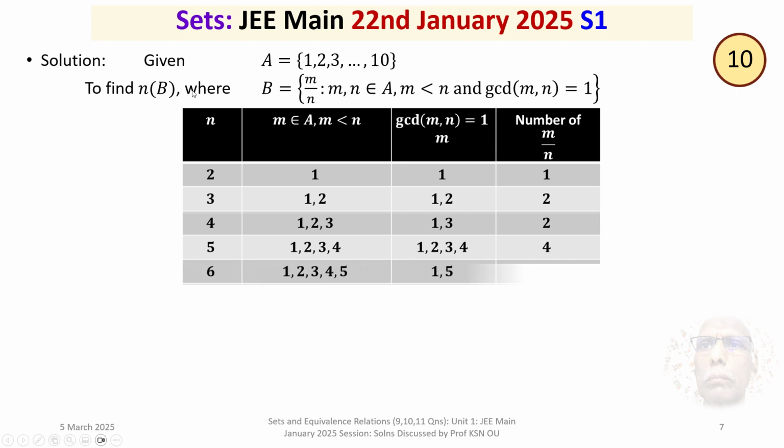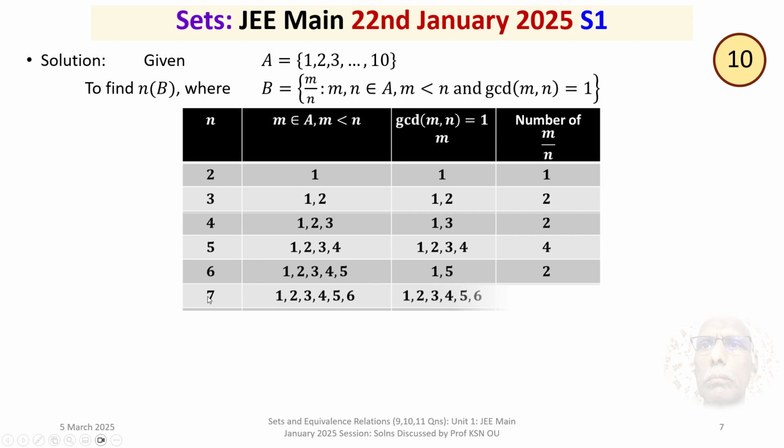Next, n is 6. The elements of A which are less than 6 are 1, 2, 3, 4, 5. GCD of 6 and 1 is 1, so 1 qualifies. 6 and 2 is not qualified. 6 and 3 is not qualified. 6 and 4 is 2, not qualified. 6 and 5 is qualified, GCD is 1. So 1, 5 only. So the number of m by n is 2.